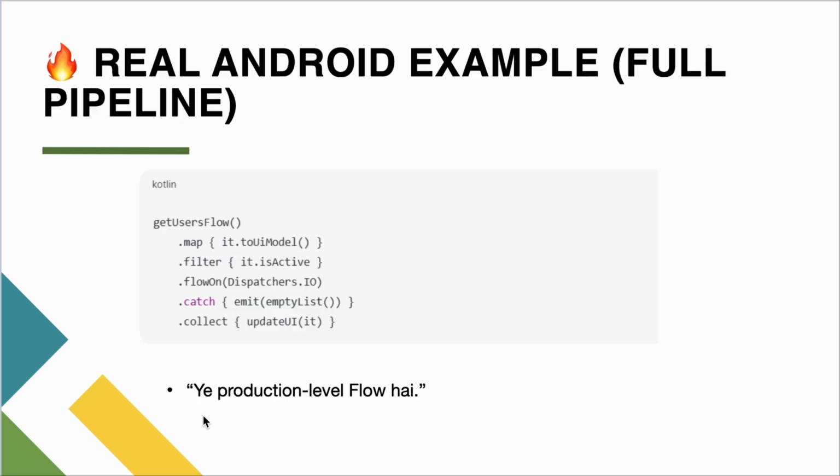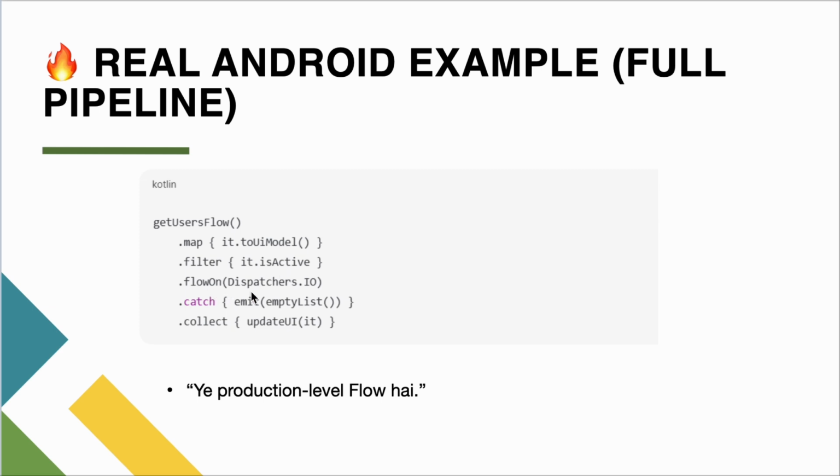Okay, and now let's try to understand some real Android example. Let's say there is a function called getUsersFlow. Inside it, we are applying operators like .map { it.toUIModel() }. We are modifying and creating a new DTO which is going to be saved into the UI model. Filtering: .filter { it.isActive }, so all the data that comes with isActive as true will be filtered and considered.